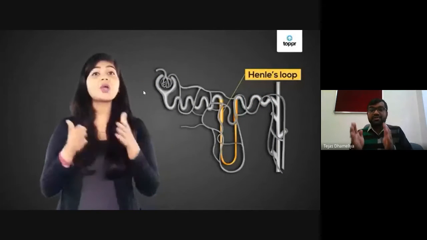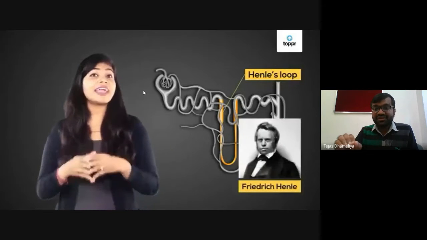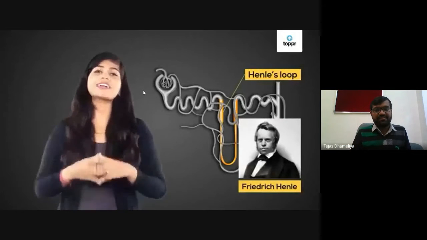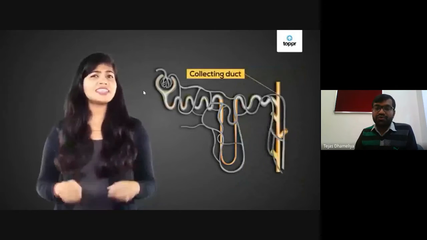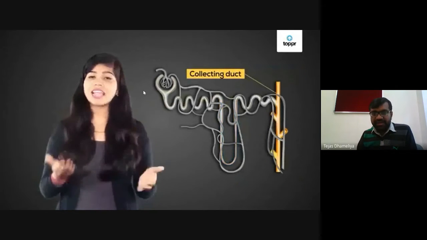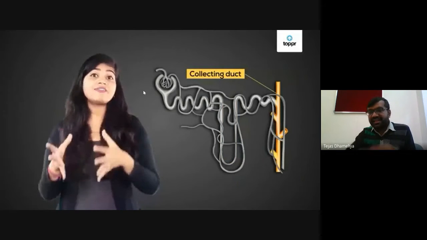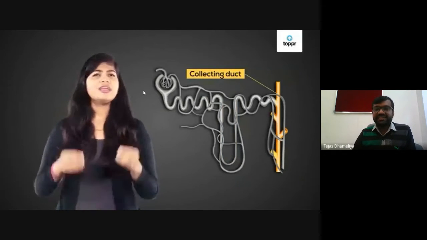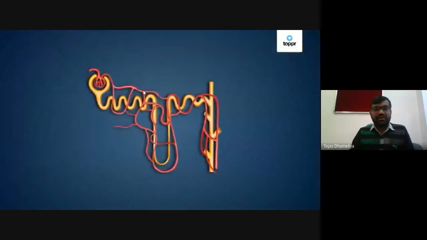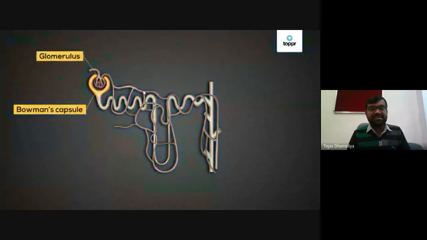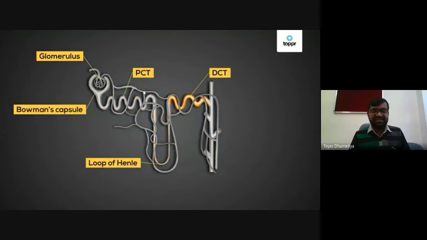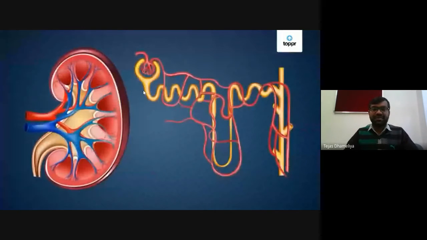The mid part is called Henle's loop, named after the scientist Friedrich Henle. There are two portions of this: the upper limb, which goes upward, and the lower limb, which goes downward. And the collecting duct is the last portion of this. All of these portions are covered with blood vessels, where the absorption and reabsorption phenomena occur.